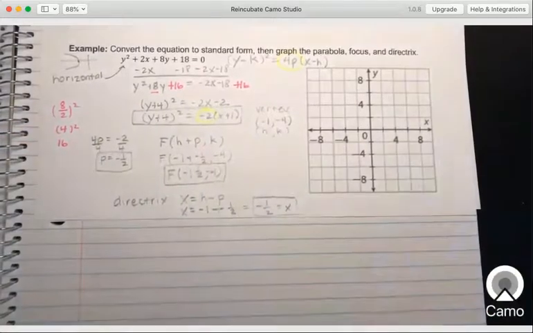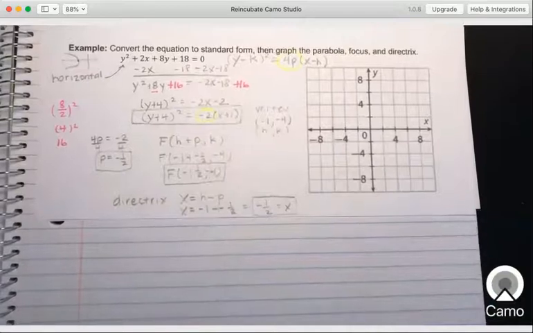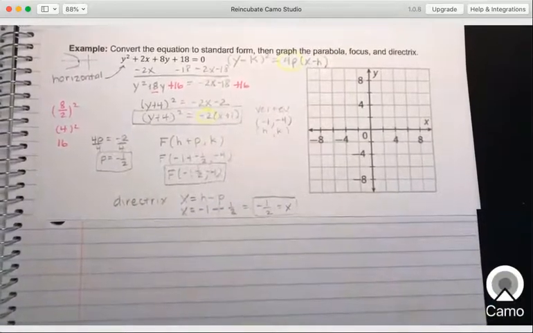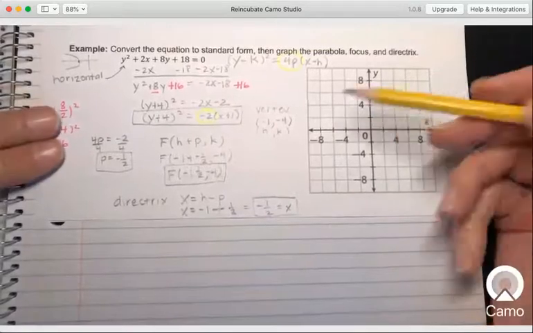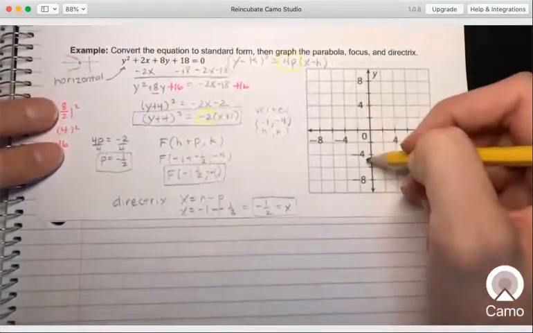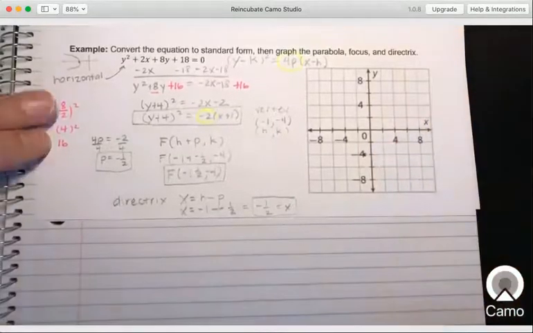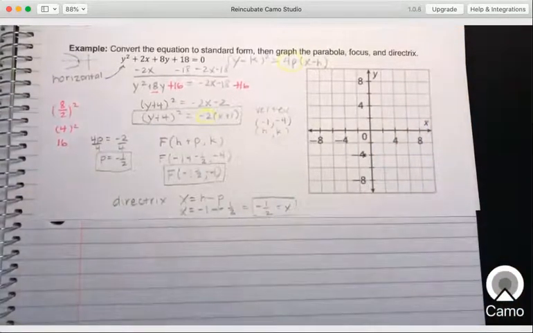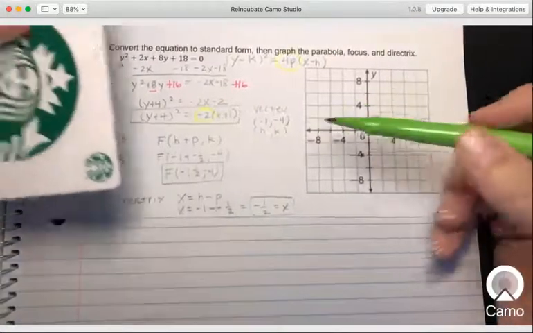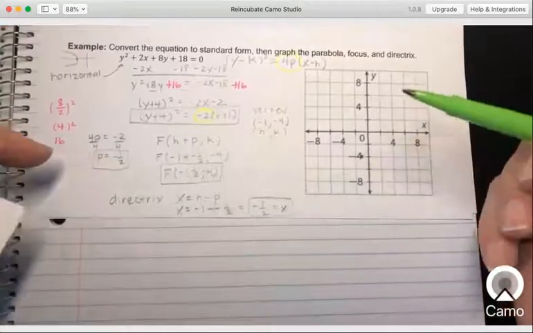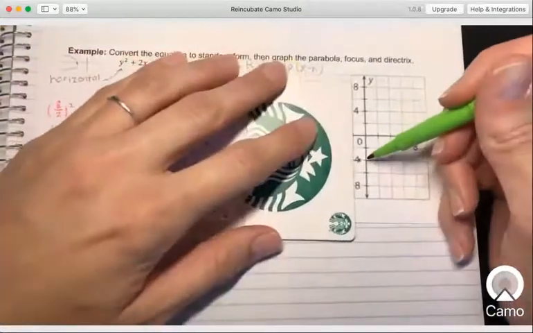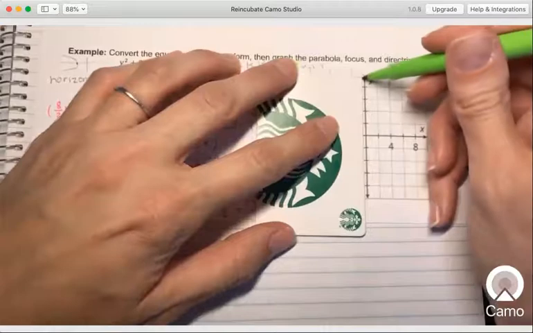So let's go ahead and graph what we have here. I know the scale is kind of not ideal for these coordinates, but we'll make it work. So our vertex is negative 1, negative 4. Please note that the axes are counting by 2s for their scale. We know our p-value is negative 1/2, and our directrix is x equals negative 1/2, so I'm going to graph that directrix.